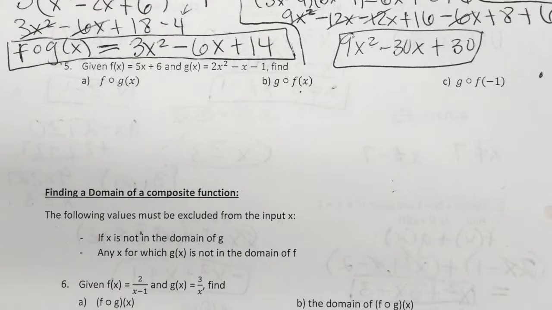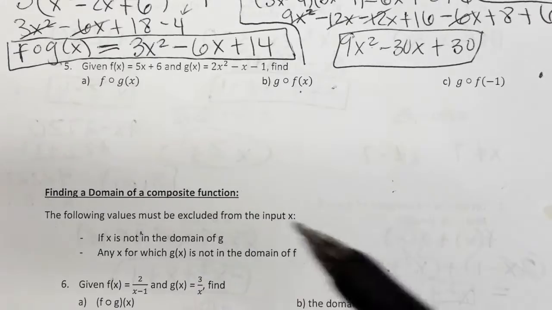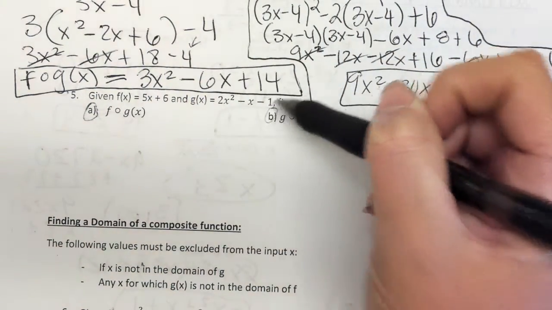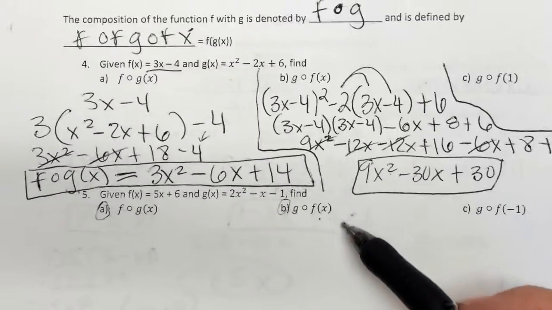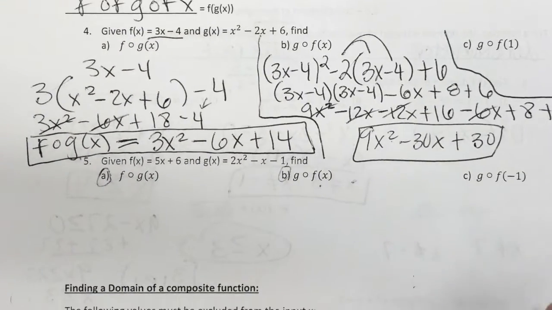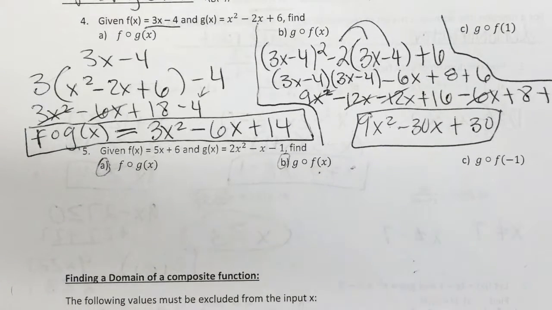We are working on the rest of your 2.6 notes, and this is where we stopped off from yesterday. I want you to take a minute to do A and B on your own, find F of G and G of F. So these are just like we did yesterday. Miss Fitzgerald, if you will pause this video and let my students try these, give them about 5 to 8 minutes, okay?